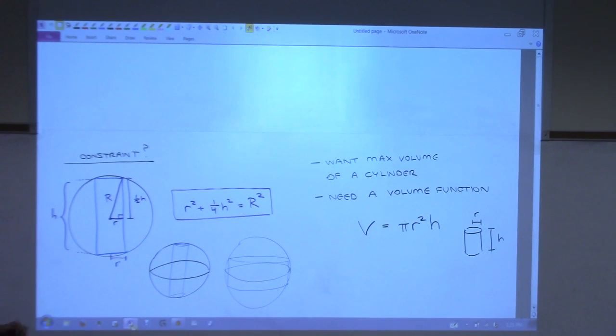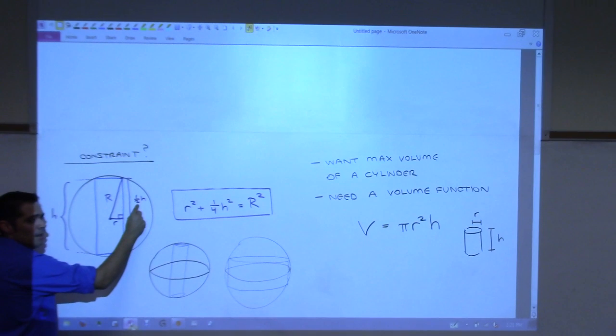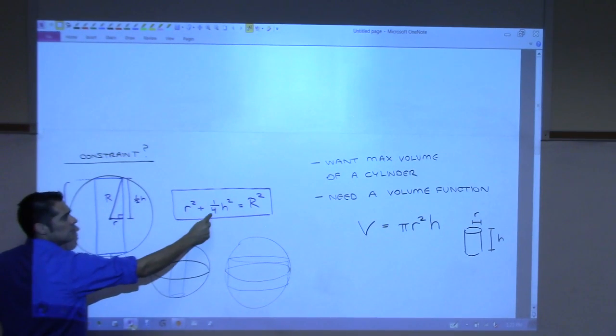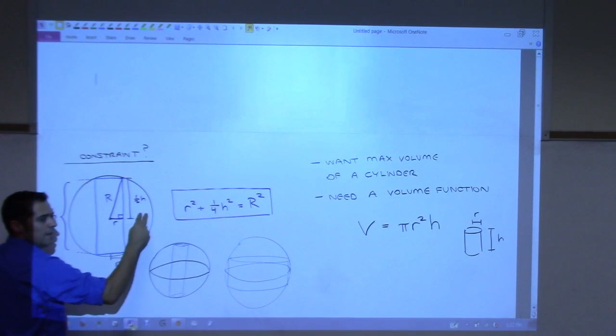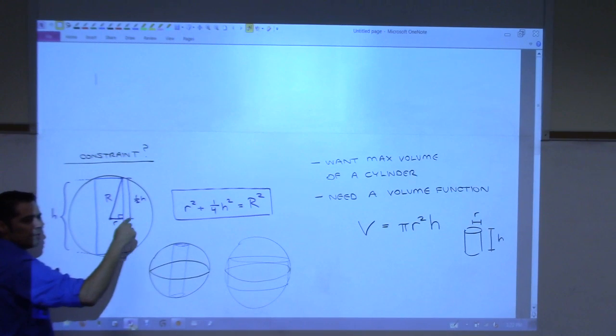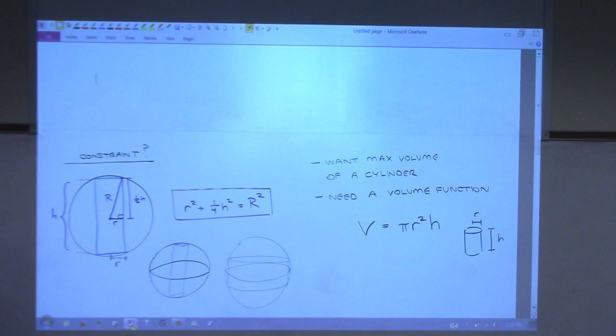Why is it 1/4 h squared? Square this, it's r squared. Square that, you have to square 1/2 times 1/2. And you square the h. Oh, okay. Right? 1/2 h times 1/2 h is going to be 1/4 h squared. That's what it would mean to square that. 1/2 times 1/2 is 1/4, h times h is h squared.